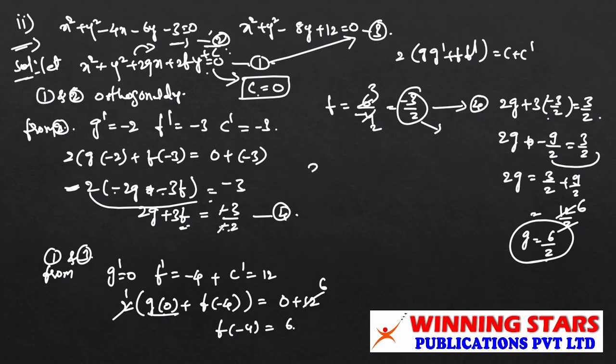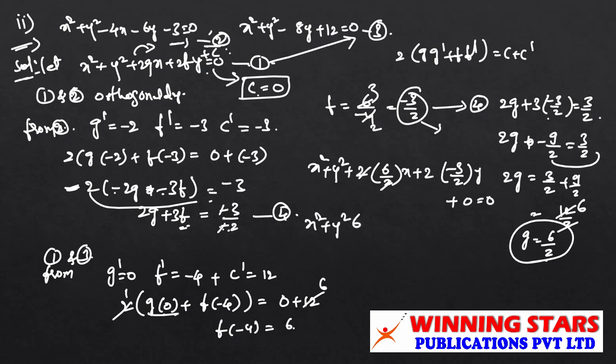So the equation will become x square plus y square plus 2gx plus 2fy plus c is equal to 0, where 2g is 6 by 2 and 2f is minus 3 by 2. So it will become x square plus y square plus 6x, minus 3y remains, is equal to 0. This is the answer.